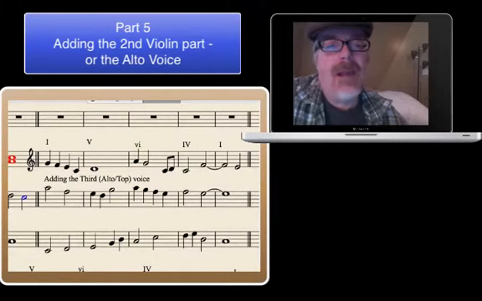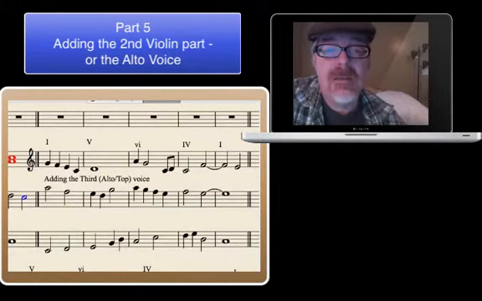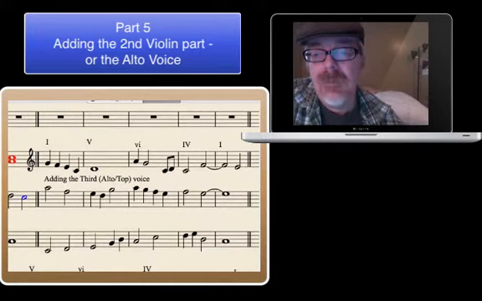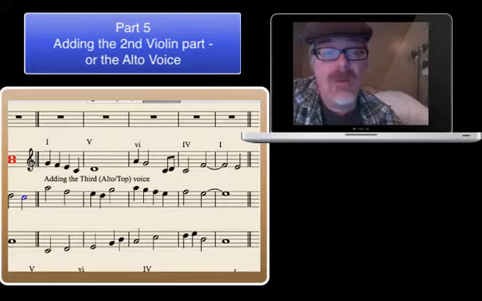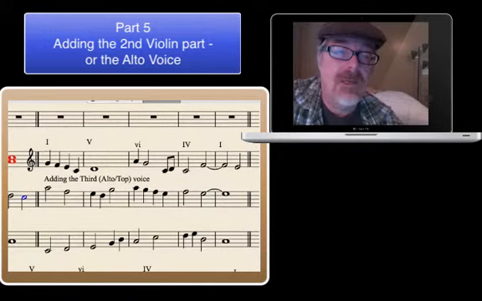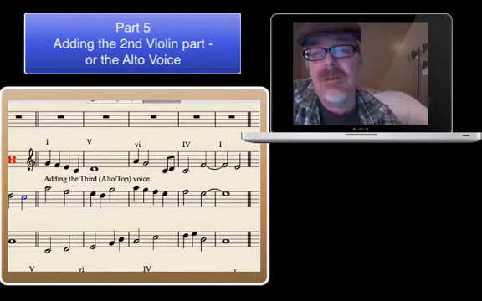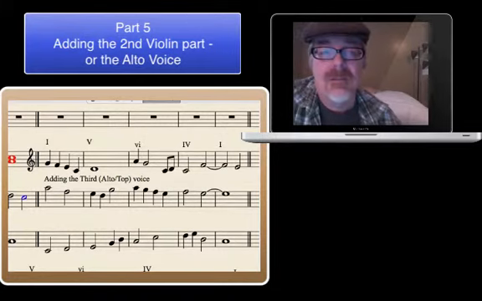Now we're going to add the alto voice, or in this case, it's the second violin part. We've done the cello, the bass voice. We've done the viola, what I would call the tenor voice. And now we're going to add the second violin, which I would call the alto voice. Again, we got our chords to consider.